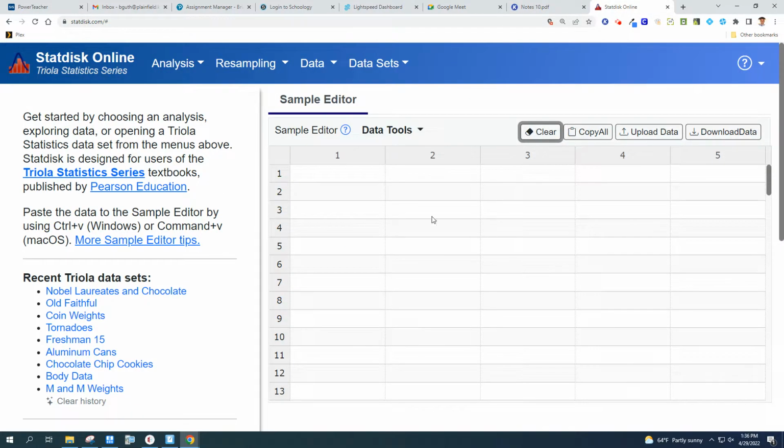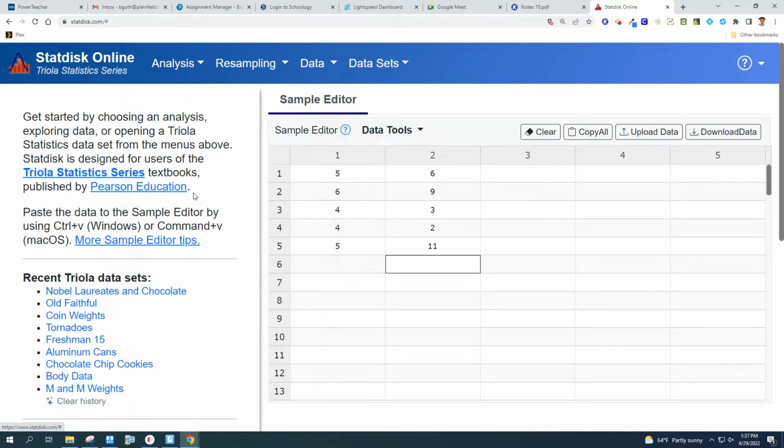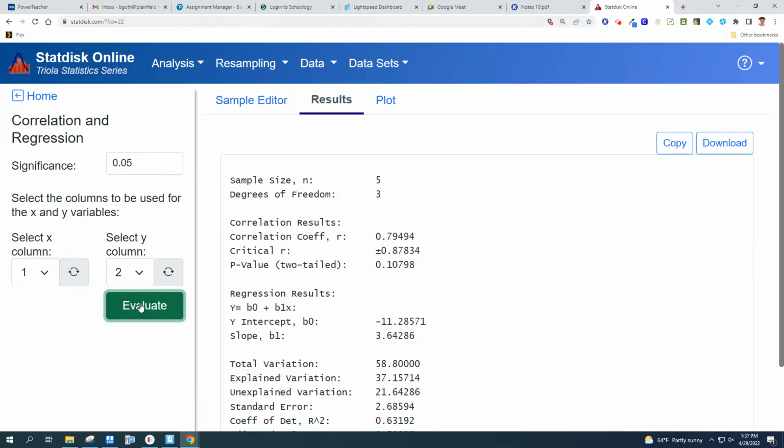So we go to statdisk.com and we want to enter the data points. So 5, 6, 4, 4, 5, and 6, 9, 3, 2, 11. Okay. So what we want to do here is select the analysis drop down, and we want correlation and regression. And then we have to select these columns. Select column 1 for the X, select column 2 for the Y, and evaluate.